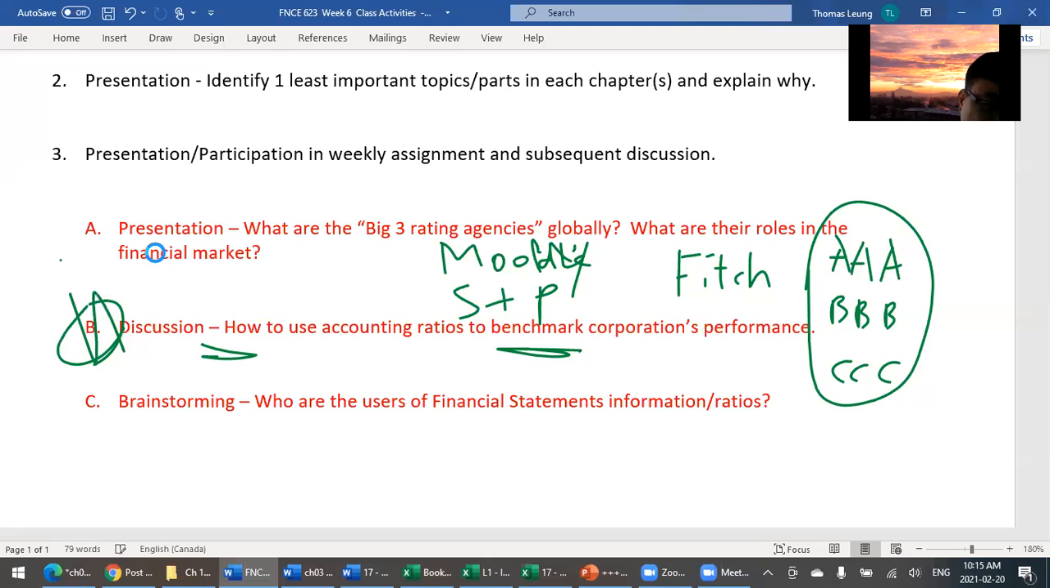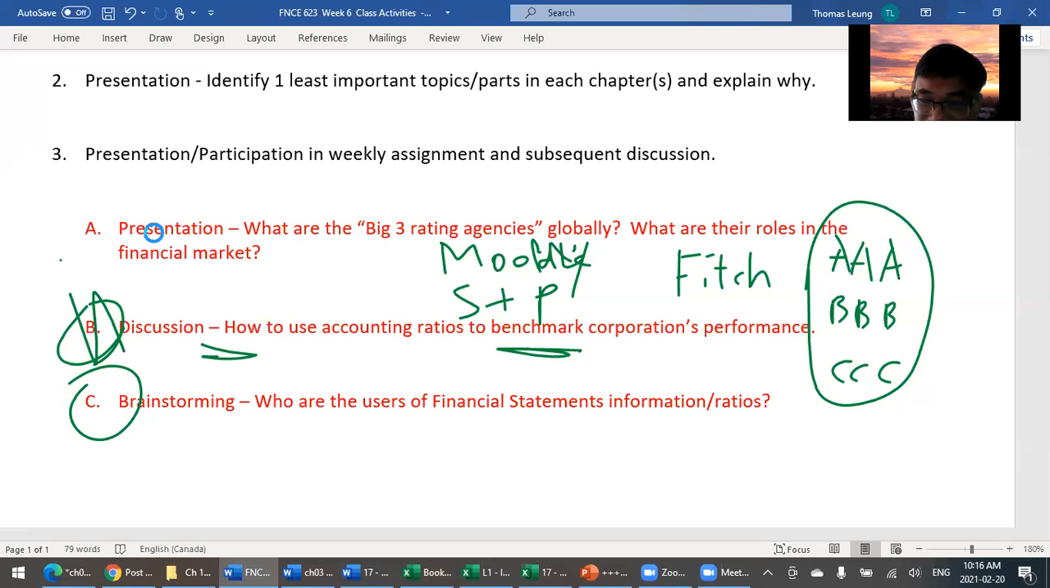Okay. Now maybe let's move on to the last one here. That is C. So who are the users? Now I want to be specific. You might say, oh, everyone, right? What I mean here is, let's say for the bankers, which group of ratios are they more interested in? If you are just an investor, which group of ratios are you interested in? So that's what I mean here.